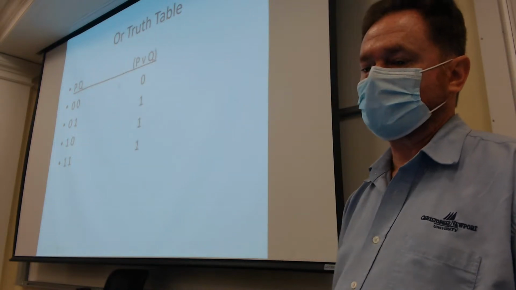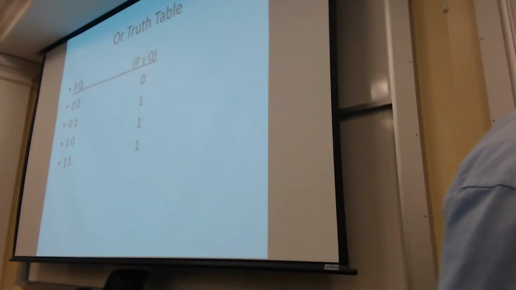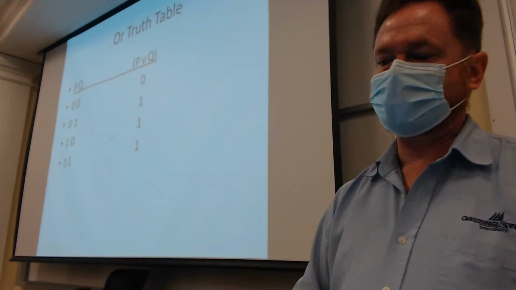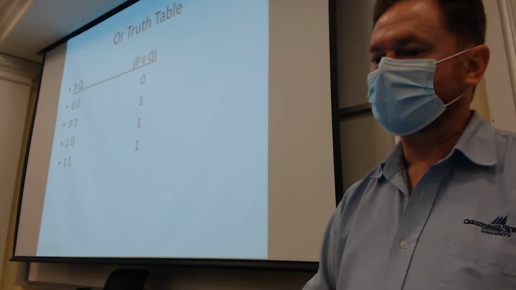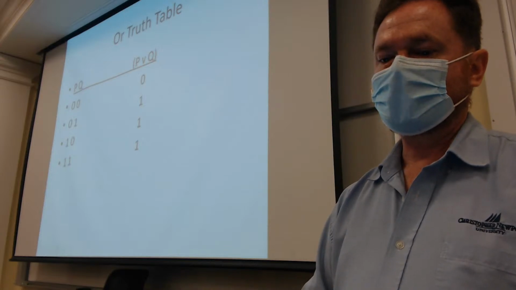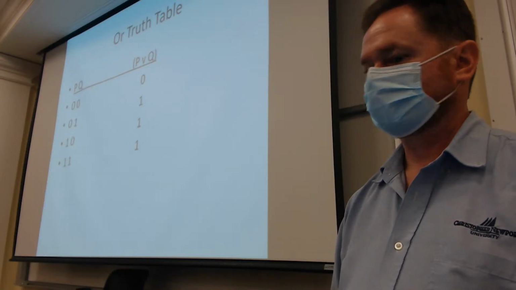The OR truth table is the opposite. OR is true if either side or both sides are true. So OR is true in 3 of the 4 situations. If the left side is true, it's true. If the right side is true, it's true. If both sides are true, it's true. The only circumstance in which the OR is false is where both halves are false.